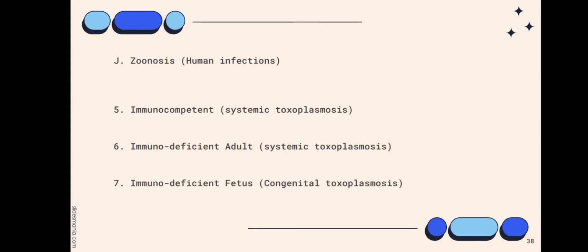In the immunocompetent, it is systemic toxoplasmosis. First exposure is a flu-like illness that may last for weeks. In future exposures, the person is immune protected and it causes no tissue disease.